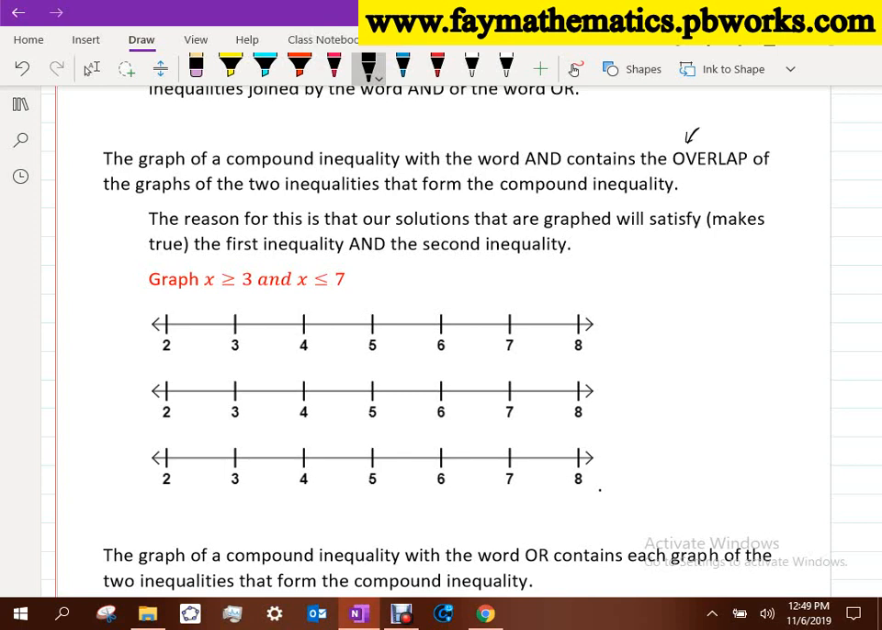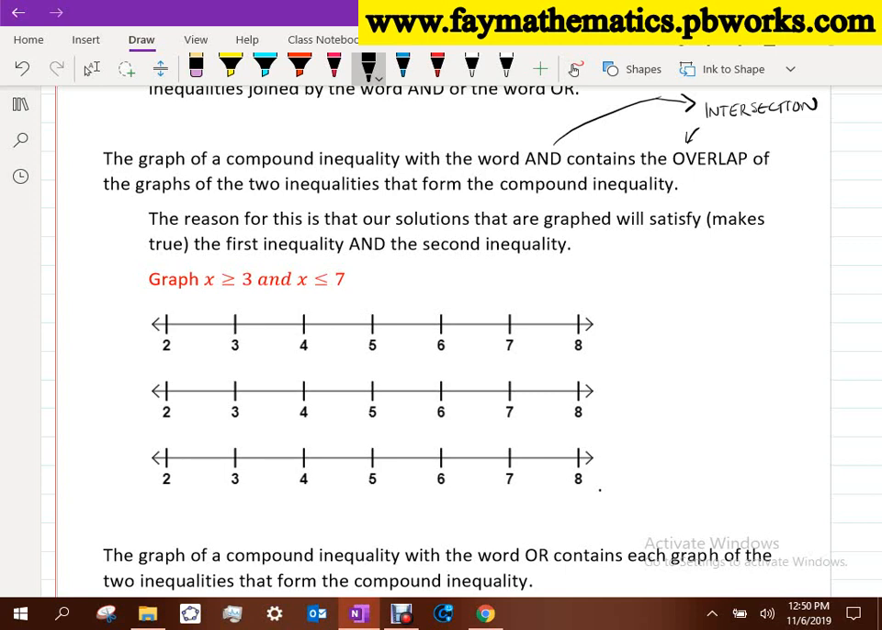Sometimes this word overlap is replaced with the word intersection. Sometimes the word and is replaced with the intersection. So we might say graph the intersection of x is greater than or equal to 3 and x is less than or equal to 7, something like that. But the word intersection or overlap is what we're looking for here. The reason for this is that our solutions of our graph will satisfy, remember that phrase, satisfy just says makes true, the first inequality and the second inequality.